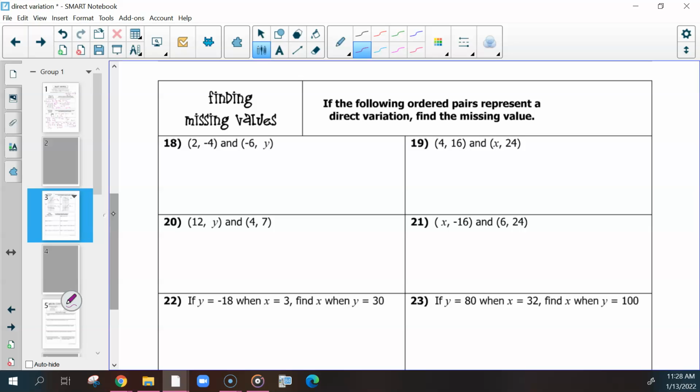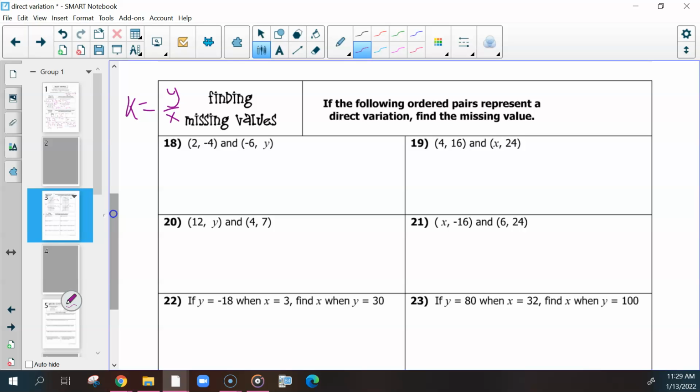The first way we're going to do this is going to be using proportions. To find k, we do what? Or how would we find k in any other scenario? What is the ratio for k? y over x.